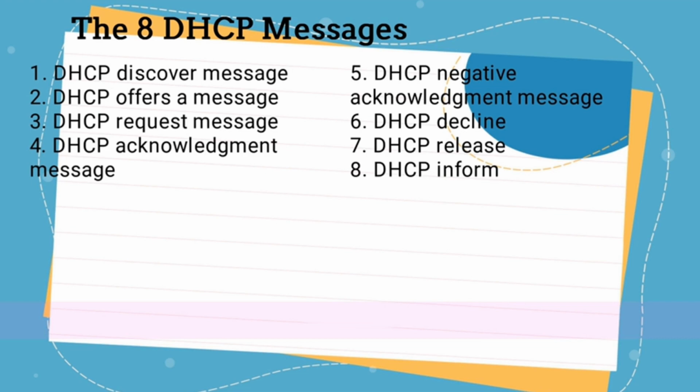Now we'll talk about DHCP negative acknowledgement message, NAK. Whenever a DHCP server receives a request for an IP address that is invalid according to the scopes that are configured, it sends a DHCP NAK message to the client. For example, when the server has no unused IP address or the pool is empty, then this message is sent by the server to the client.